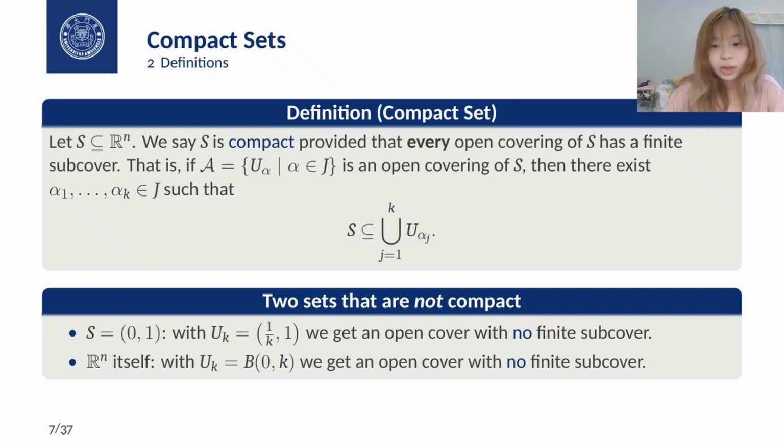Alright, let me quickly go over the definitions so we are on the same page. A set S in R^n is compact if every open covering of S has a finite subcover. Concretely, if someone hands you a collection A = {U_α : α in J}, a bunch of open sets indexed by J that cover S, compactness means you can always pick finitely many, U_α1 through U_αk, and they still cover S.